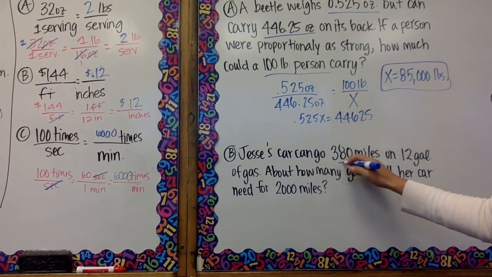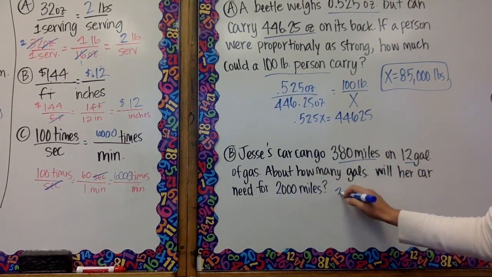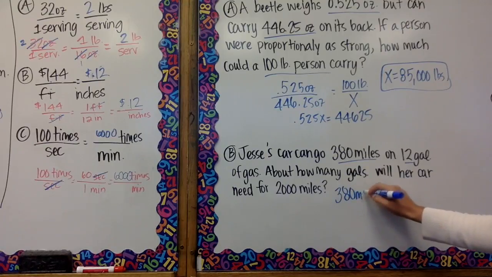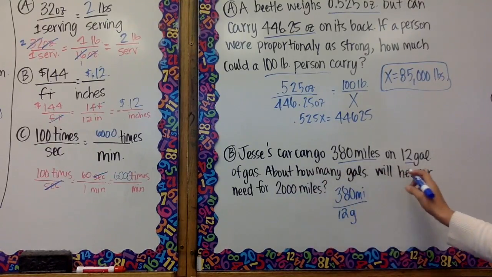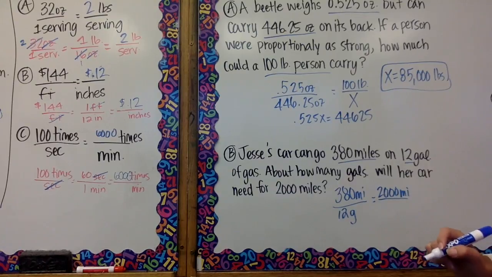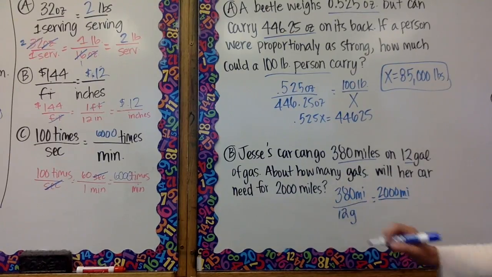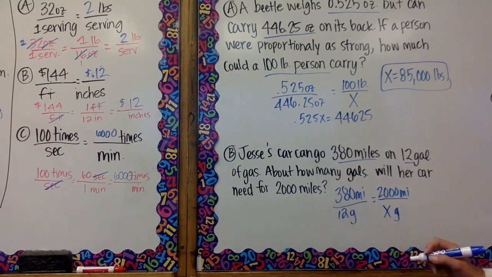Jesse's car can go 380 miles on 12 gallons. So 380 miles on 12 gallons. About how many gallons will her car need for 2,000 miles? Well, 2,000 miles is going to match up with miles, and we're looking for X number of gallons.